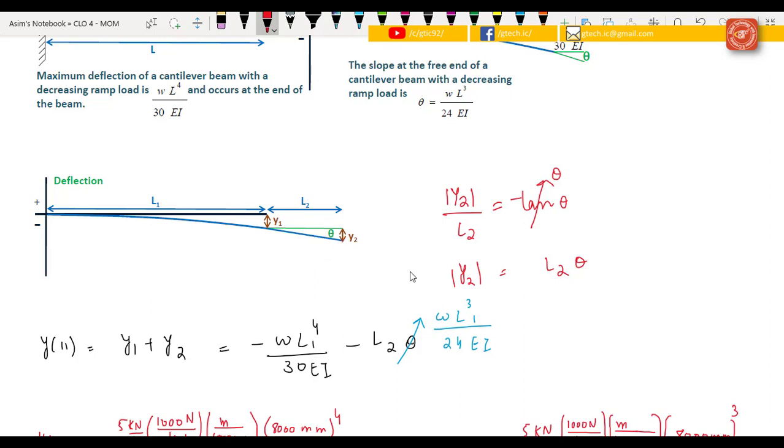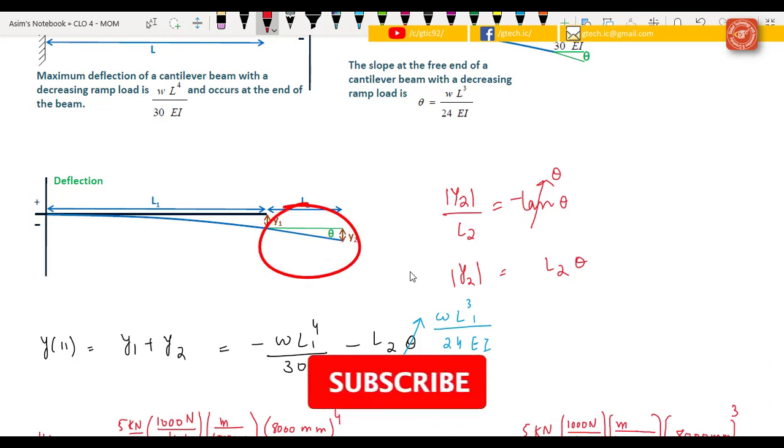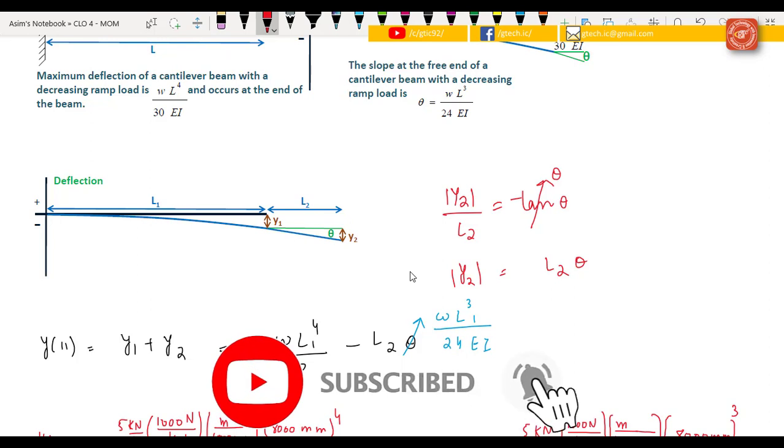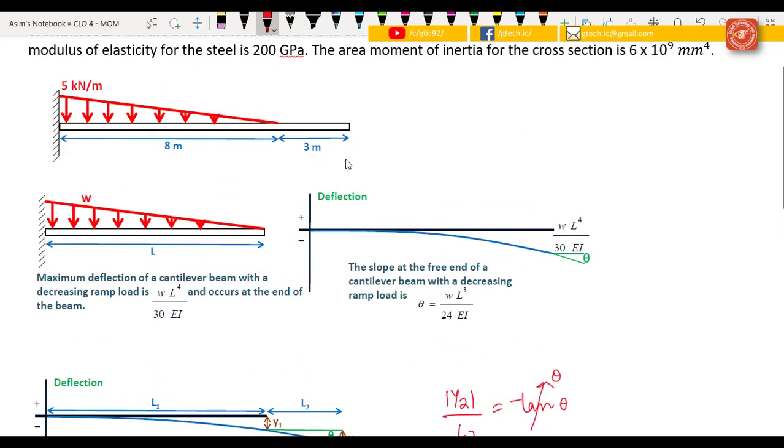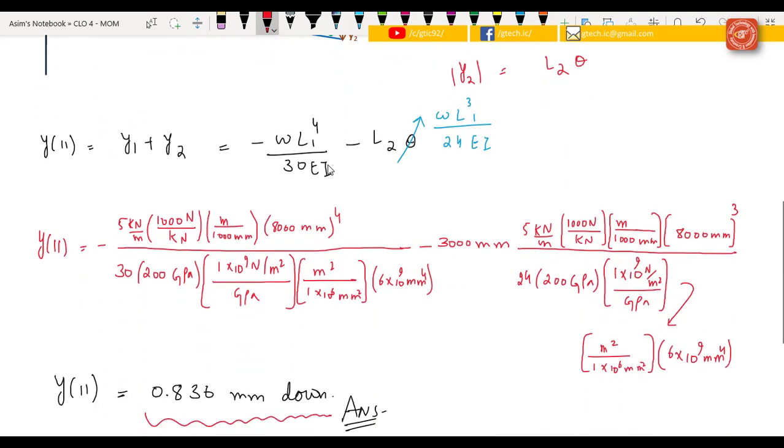तो बाय यूजिंग दिस ट्राइएंगल, तो हम यहाँ पे y2 ओवर L2 करेंगे, तो यहाँ से हमारे पास जो एंगल है थीटा, टेन थीटा, वो आ जाएगा. और वी नो दैट ये जो एंगल है ये बहुत स्मॉल है, सो वी कैन कन्वर्ट इट एज थीटा. देन y2 इज इक्वल टू L2 times theta. So we have to actually find the deflection at the end, and we know that the total length of the beam is 11 meter. So y at the end is equal to y1 plus y2.